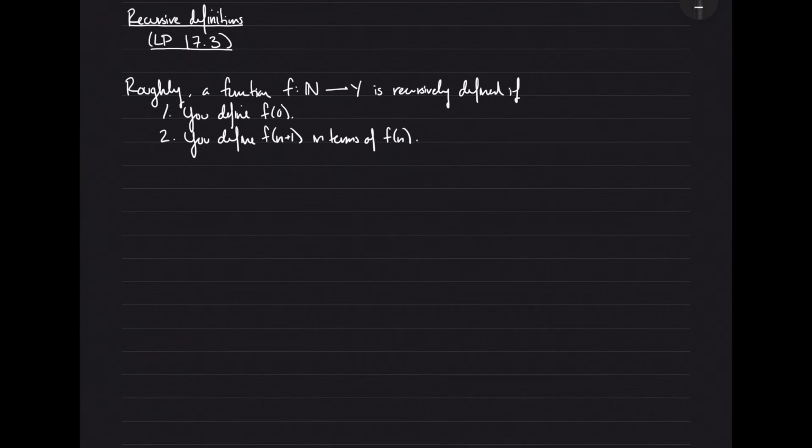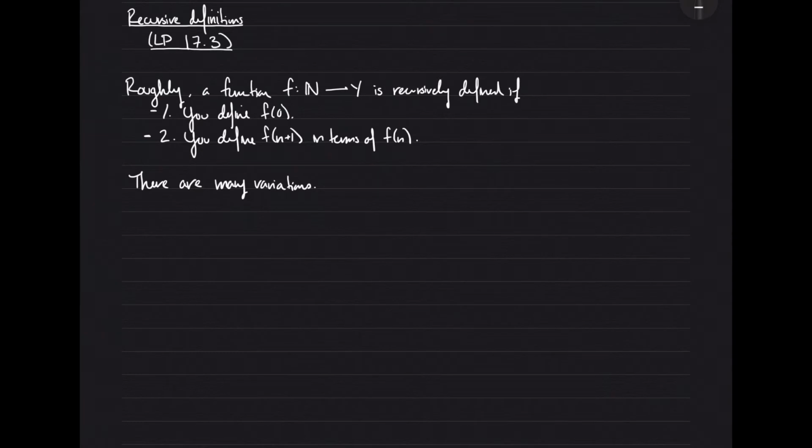Okay, so first thing I want to say is that there are many variations of this, just like with induction. So you can maybe define f of 0 and f of 1 and then define f of n plus 1 in terms of f of n, or maybe you can change up number 2 of this kind of definition, so you could define f of n plus 1 in terms of f of n and f of n minus 1 or something. So there are many variations. This is just the most basic kind of recursive definition.